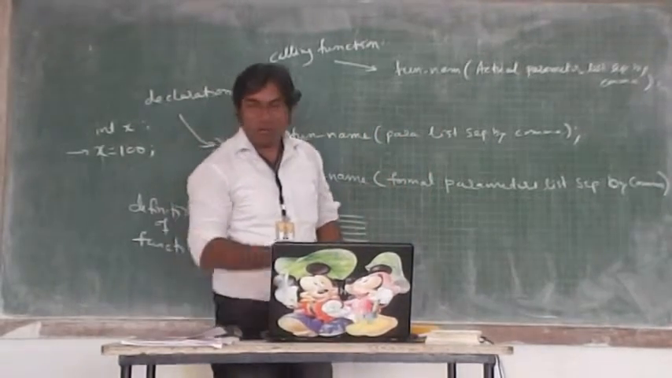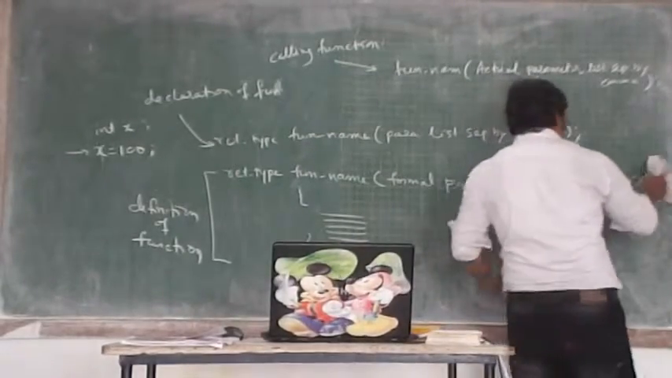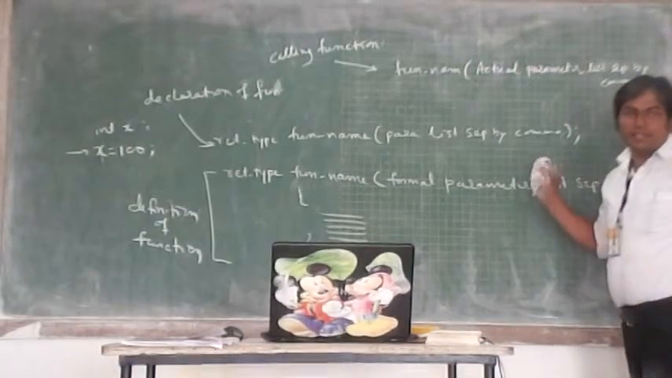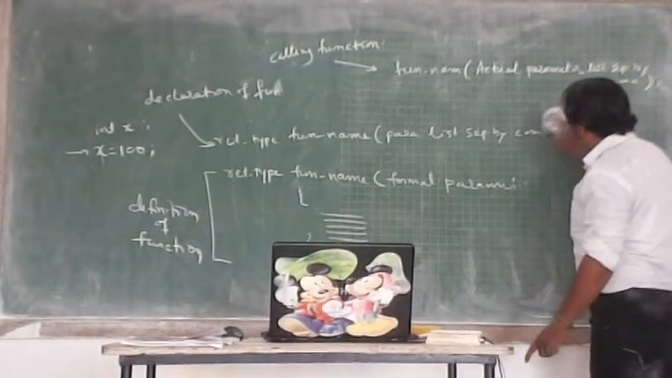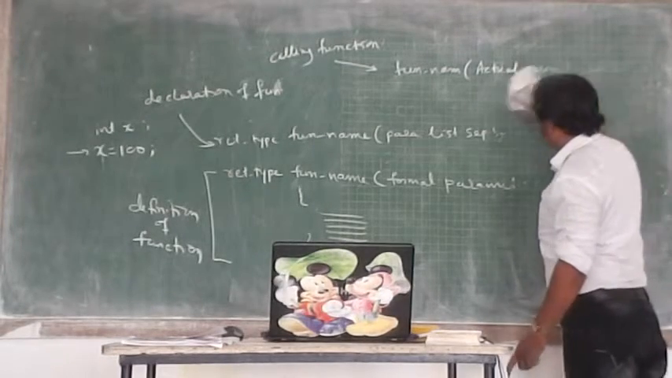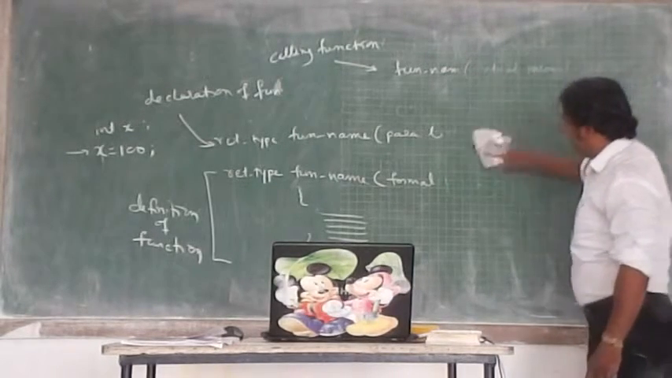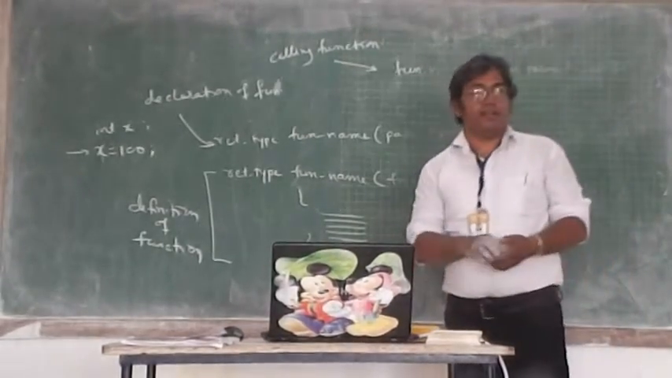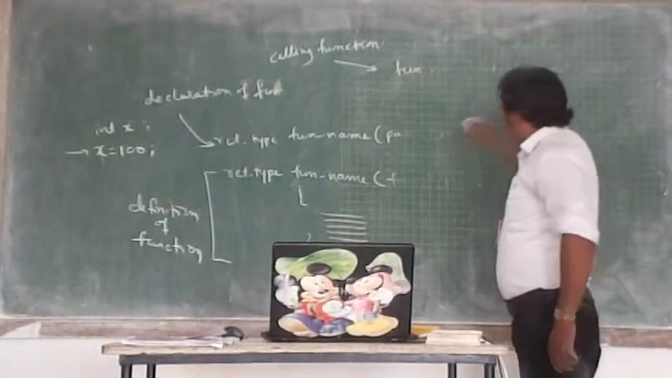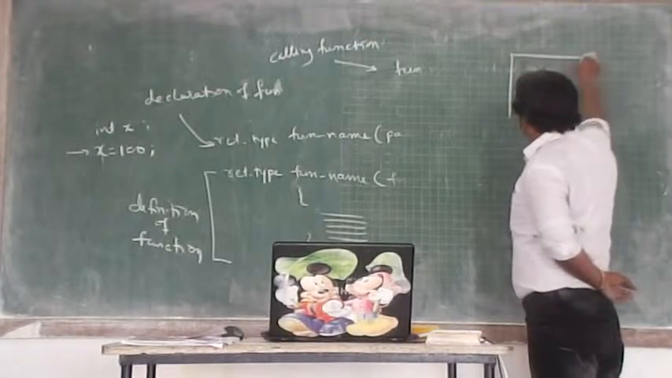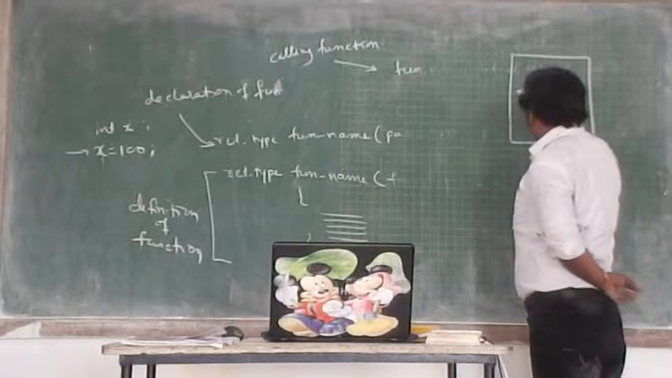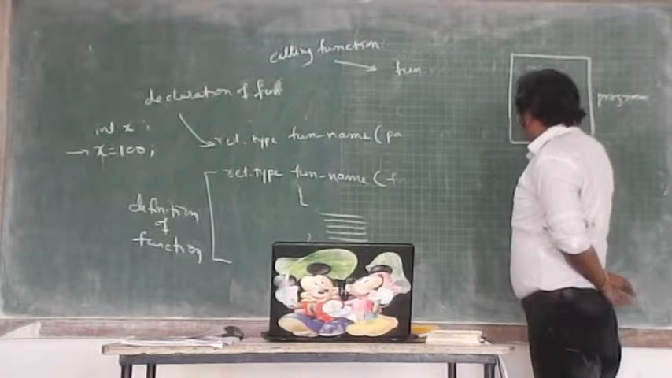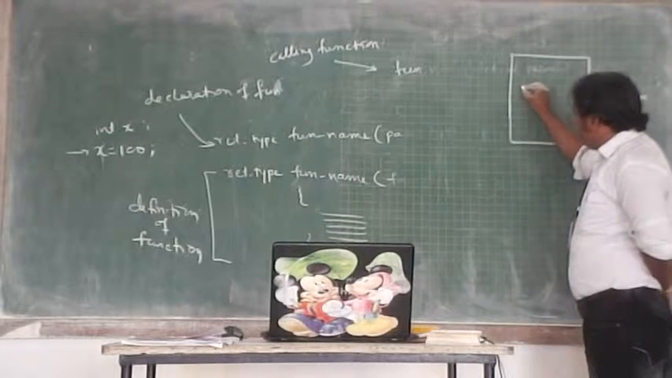By one example we will see this once again. I will take a simple example and we will again demonstrate all these concepts: declaration, definition, calling, what is formal parameter and actual parameter. Here a question takes, I will prepare a program. This is my program. In the program I take two values.